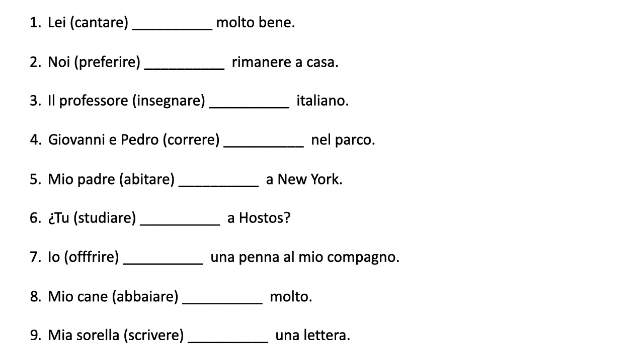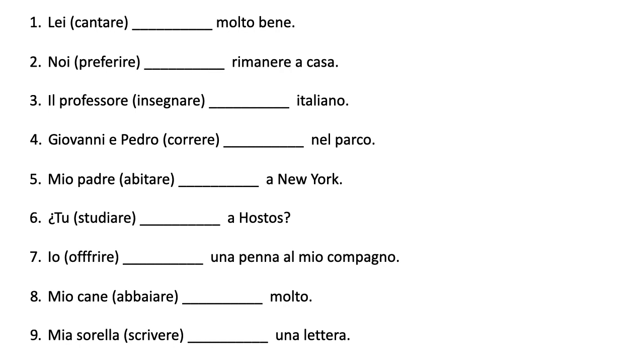Number 1 says lei, and then cantare, tra parentesi, right, between parentheses. Then we have a blank and molto bene, right? What I want us to do is to fill in the blank with the correct conjugation of the verb between parentheses. So in this case, it's the correct conjugation of cantare, right? Now, what do we need to do? First, we need to identify what kind of regular verb this is. Cantare. The ending of that infinitive tells us that it's an are verb, right?